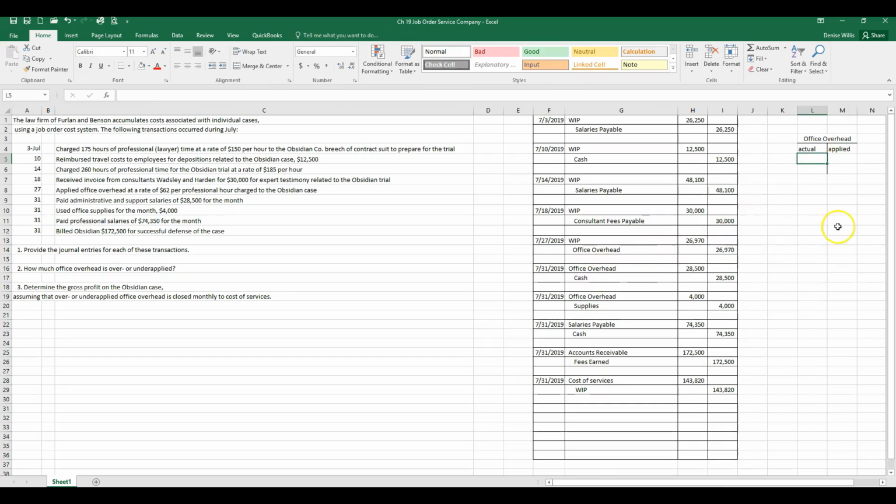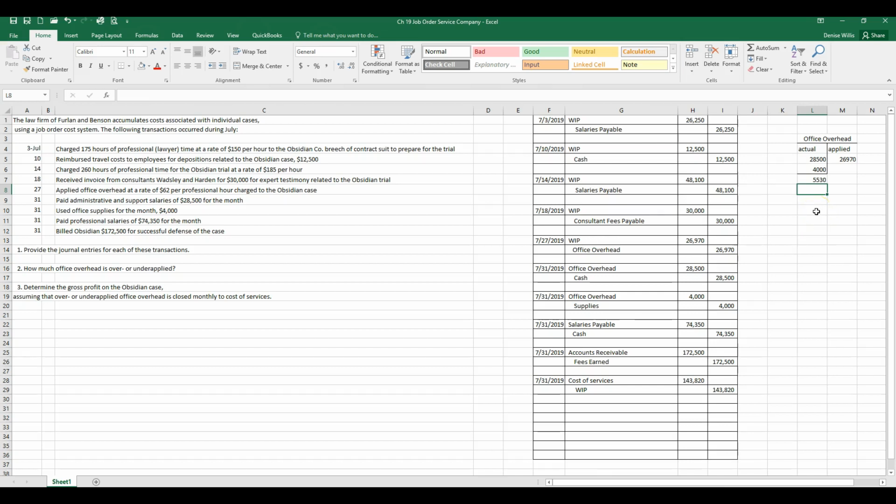So let's look at what we have right here. Here is an actual amount in office overhead. This is $28,500. And let's see, we have $4,000. That's an actual amount. Okay, and then how much was applied? Let's see, where's our credit? Right here. Office overhead is being applied in the amount of $26,970. Okay, so let's get a balance on this account right here. It looks like the debit side is higher. The balance in this account is going to equal this plus this minus that. Okay, so we have a difference of $55.30.